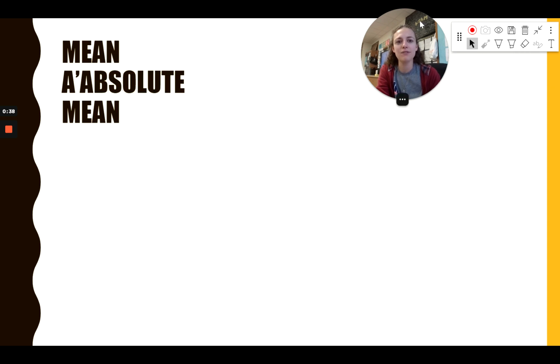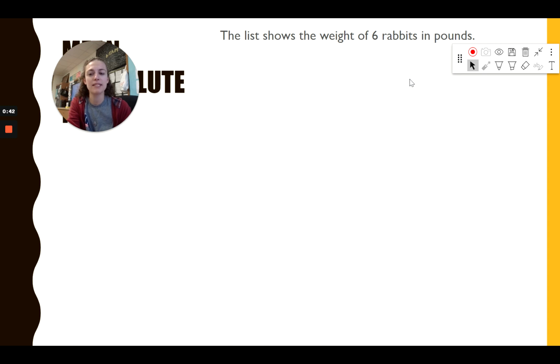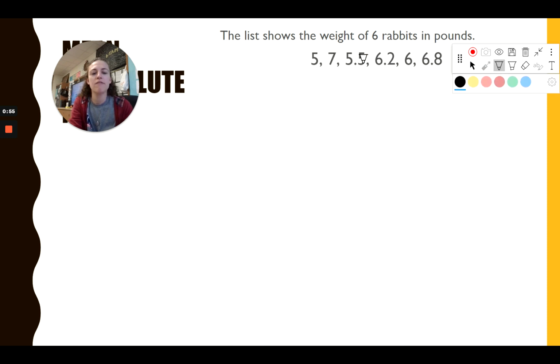Here we have a list that shows the weight of 6 rabbits in pounds. So this already tells me that I will have 6 numbers. I need to divide by 6 whenever I am finding my means. So keep that in the back of your head. Here are my 6 numbers. We have 5, 7, 5.5, 6.2, 6, and 6.8.